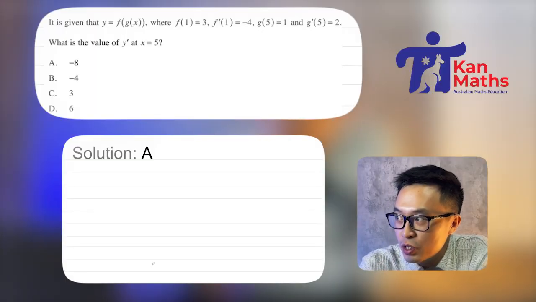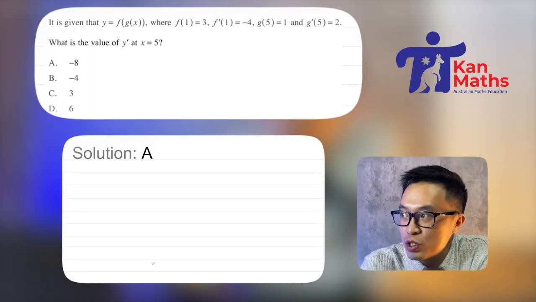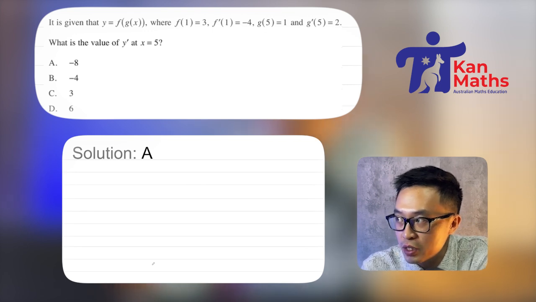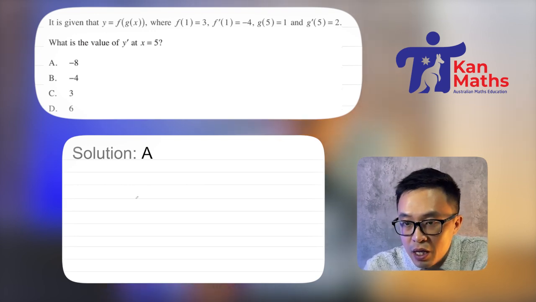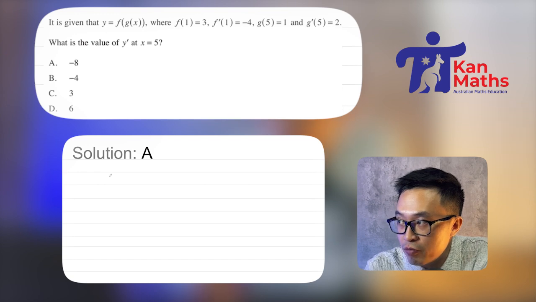For this question, you've got the composite function y equals f(g(x)), and the question gives you some values: f(1), f'(1), g(5), and g'(5). g'(5) equals 2. And the question asks about the value of y' at x equals 5.